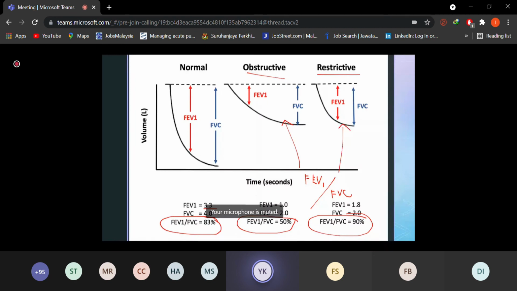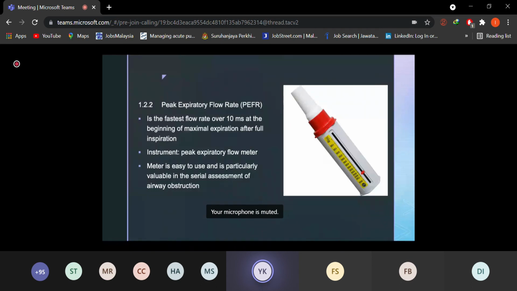All right. Next is the peak expiratory flow rate. It is the fastest flow rate over the first 10 milliseconds at the beginning of maximal expiration after a full inspiration. To show you, this is a peak expiratory flow meter. It is very easy to use and of particular value in the serial assessment of airway obstruction. Just look at whether there is any obstruction of the airways or not. But it cannot tell you whether it is obstructive or restrictive.